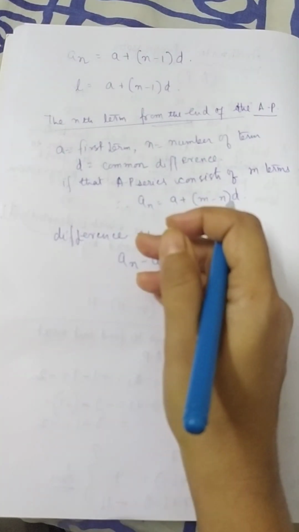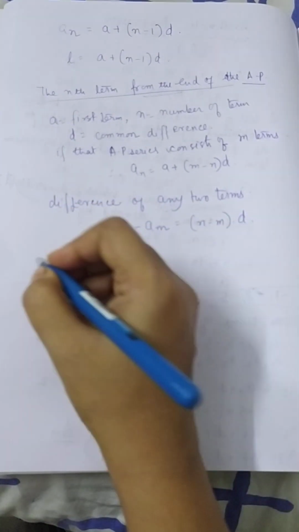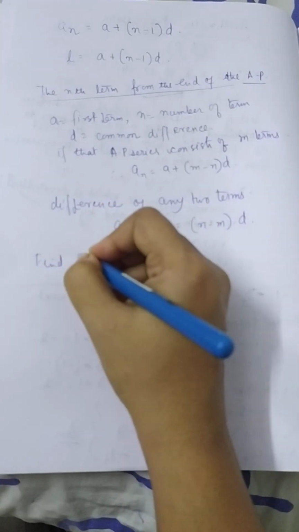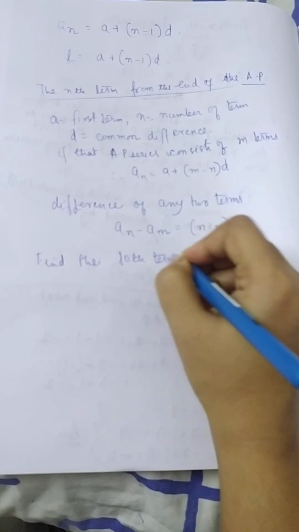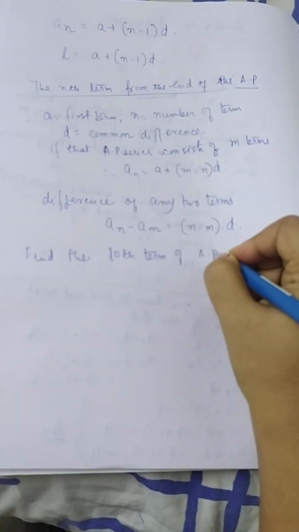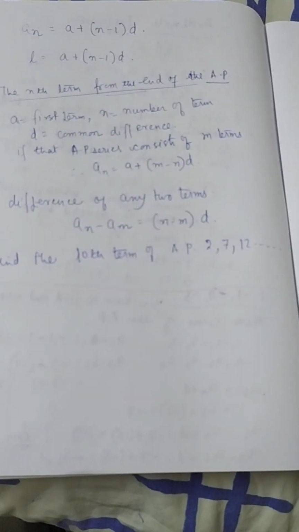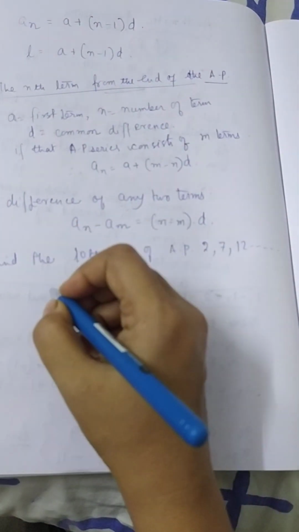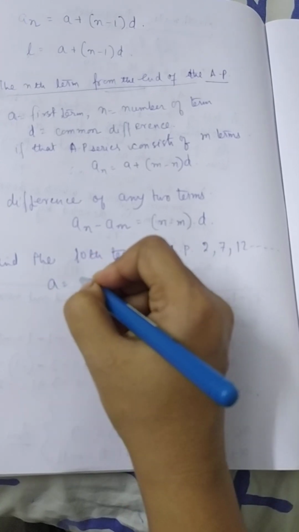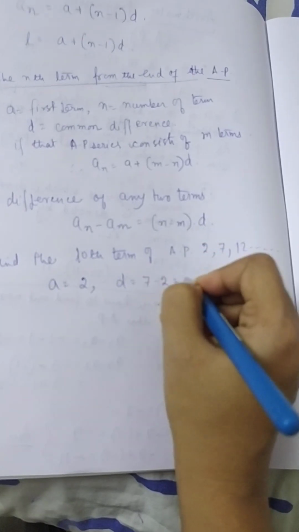Now let us solve a few basic sums of this chapter in this particular video. If the question is: find the 10th term of the AP series 2, 7, 12, and so on. Right. I have to find out the 10th term. That means a10. So what is the first term? First term is 2. What is the common difference? Common difference is 7 minus 2, that is 5.